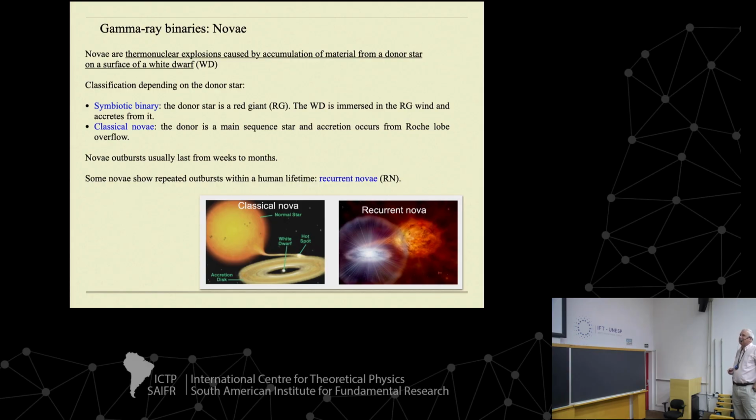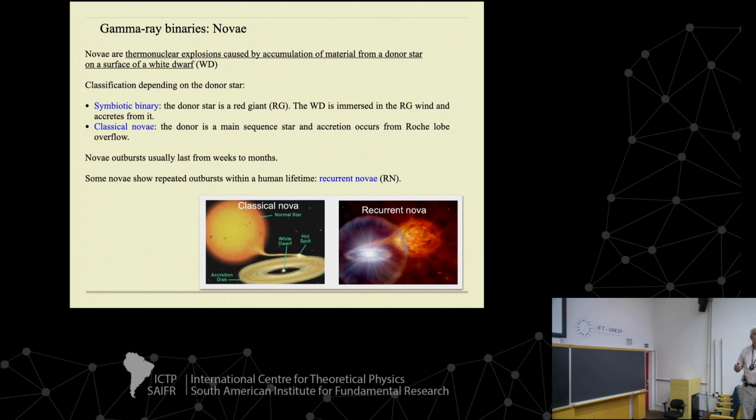Well, what are these gamma ray novae? These are systems, binary systems again, but they are powered by thermonuclear explosions. So we have two kinds of systems, symbiotic binaries and classical novae. In the symbiotic binaries, the donor star is a red giant. This red giant, you know, is a star with a very evolved, expanded atmosphere. And then the compact object, the white dwarf, moves inside this atmosphere, and it accretes from the atmosphere.